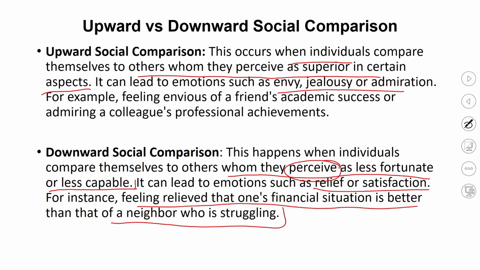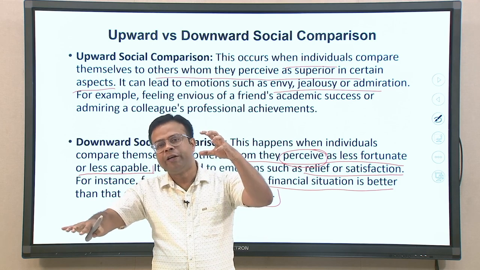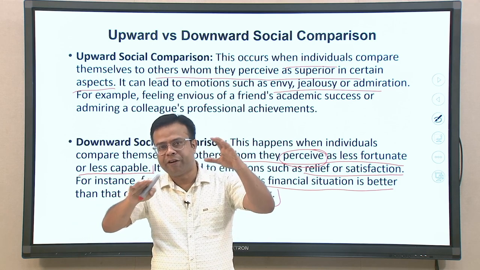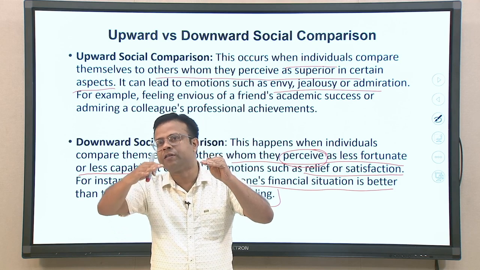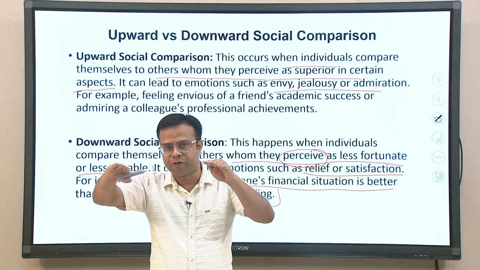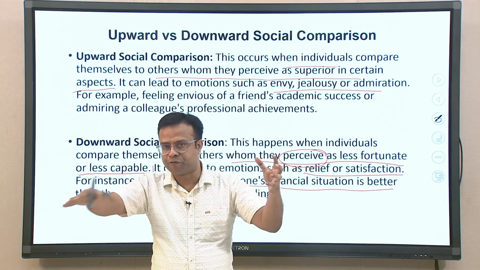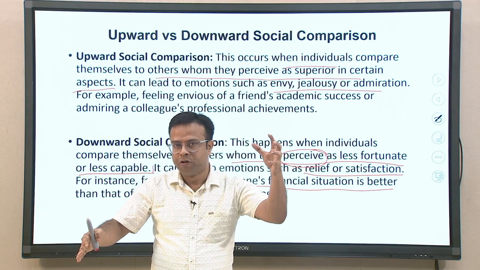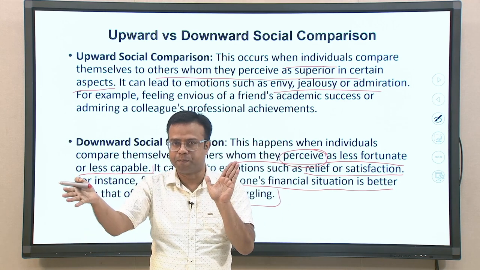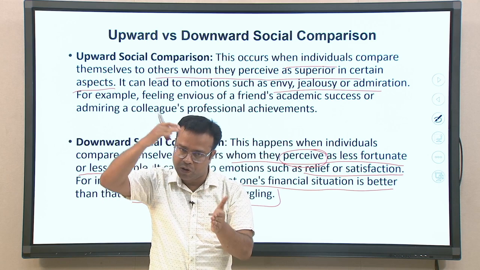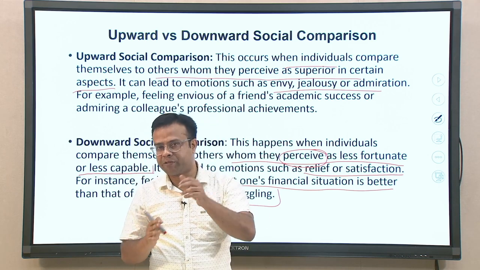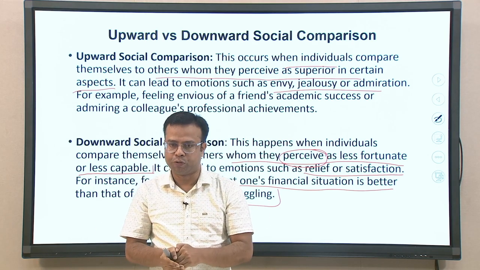If you like someone very strongly, let's say your siblings or a friend who is very close to you, and they are doing inferior, or in certain aspects of their life they are a little bit lower as compared to yourself, if you perceive they are not doing as well as you, you may feel bad because you like them and you want them to do better. So, downward social comparison also sometimes can lead to negative emotions.